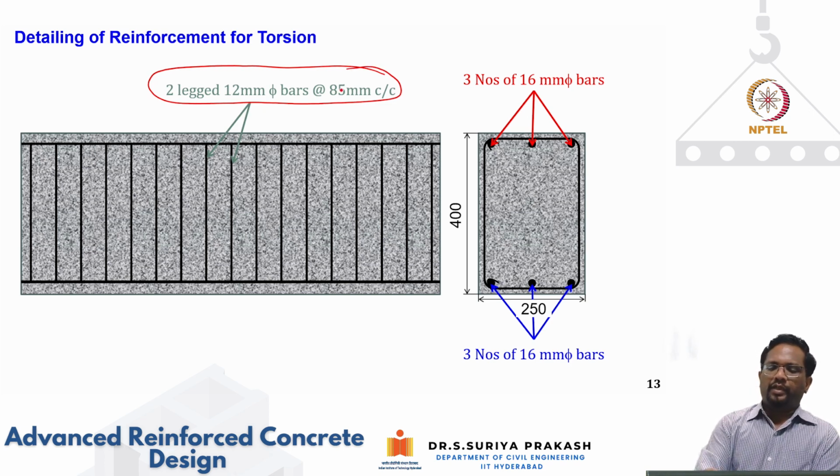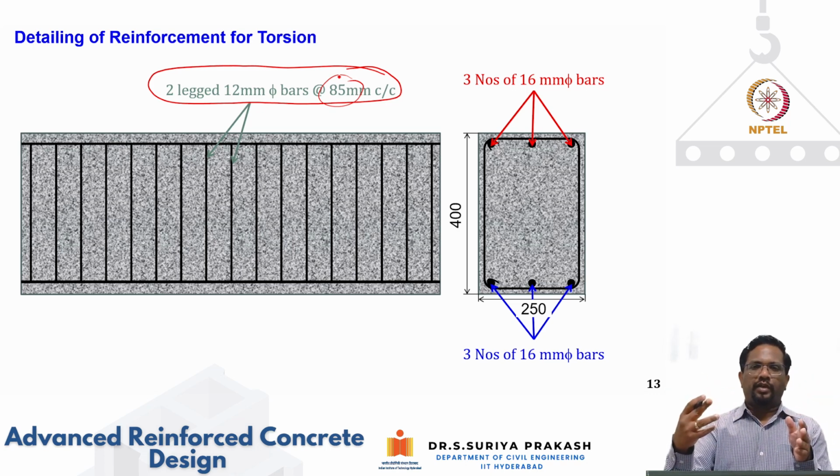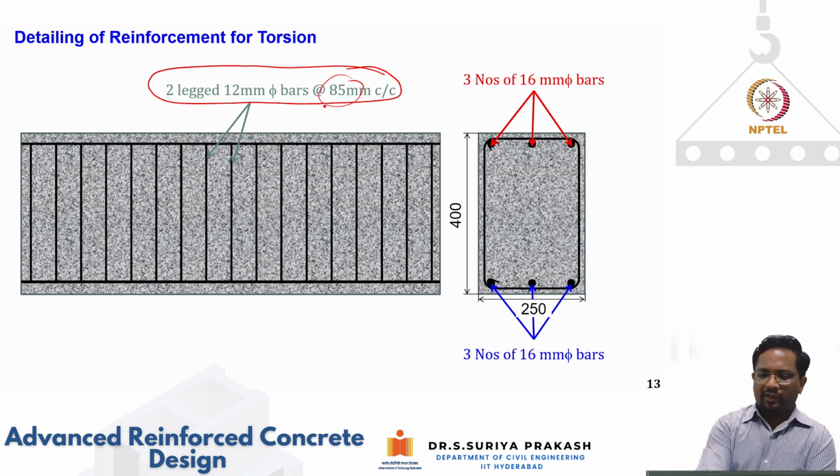Usually what we do is we try to keep the spacing as a round number, but already my spacing is very tight, 85. That is the reason I'm not reducing it to 75 or so. Then it will become too tight. Then if you're using 20 aggregate, the concreting will become difficult. That is the reason I'm not changing the spacing. I'm keeping it at 85 only.